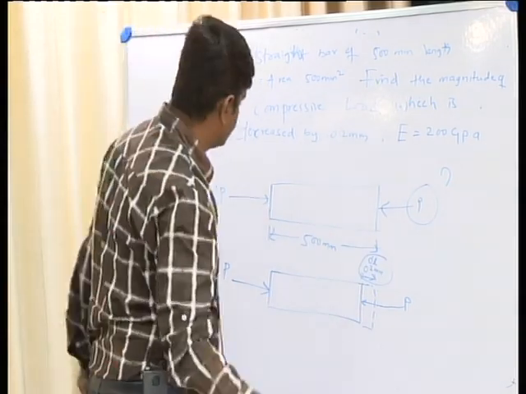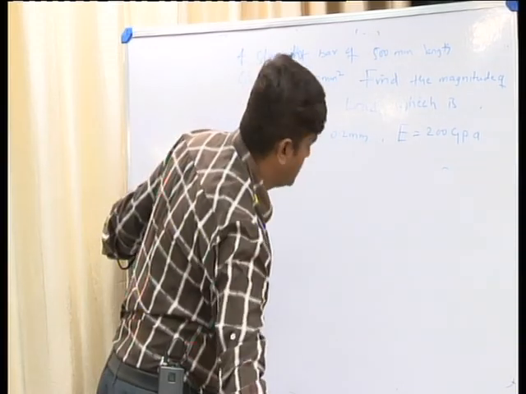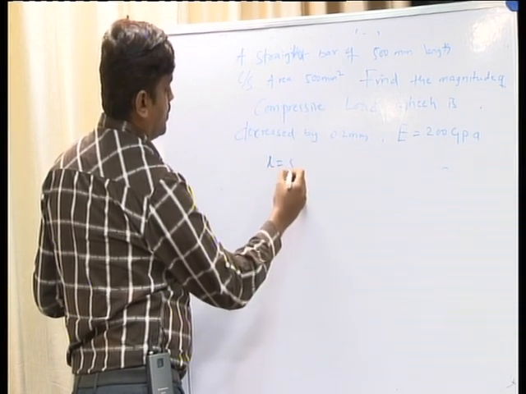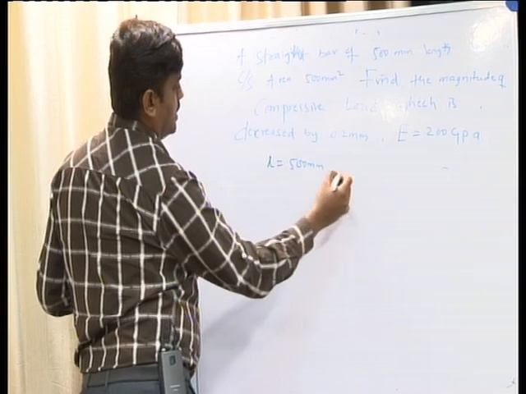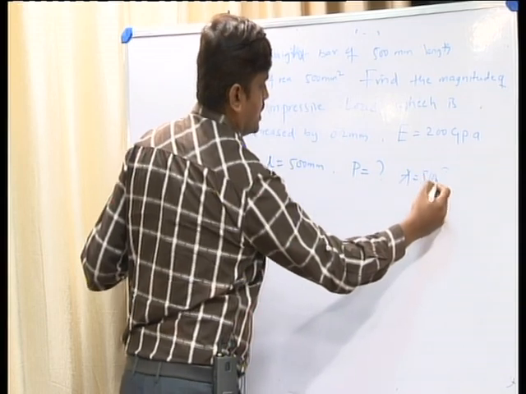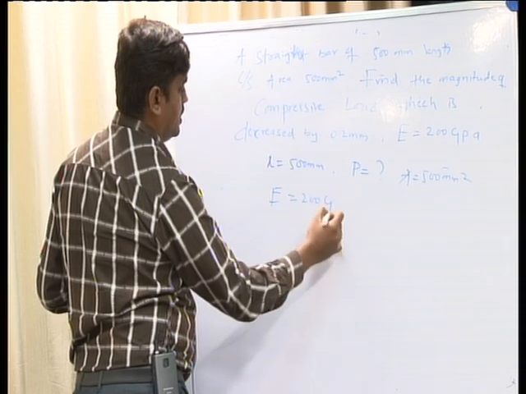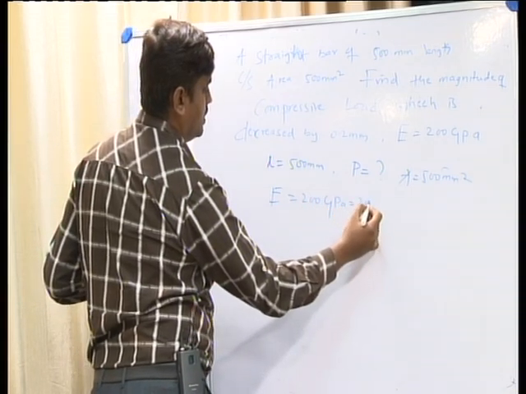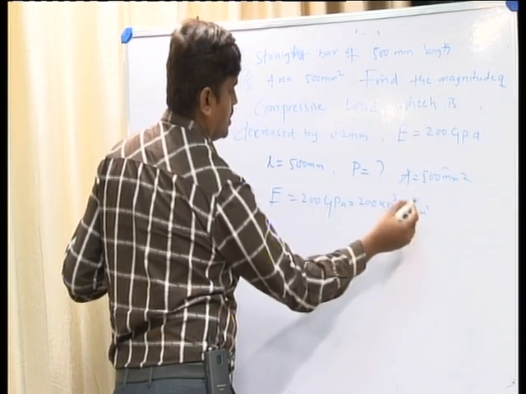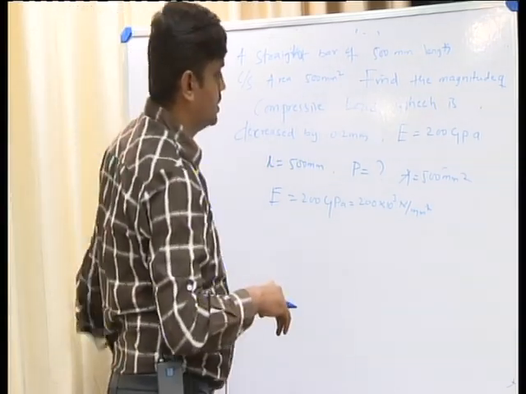So what is the given data here? Here we have to find P. Length L is equal to 500 mm, area is equal to 500 mm square. As I told you, E is equal to 200 GPa or 200 into 10 raised to 3 Newton per mm square. See, all the units are in the form of Newton and mm square. Now we have to calculate the P.